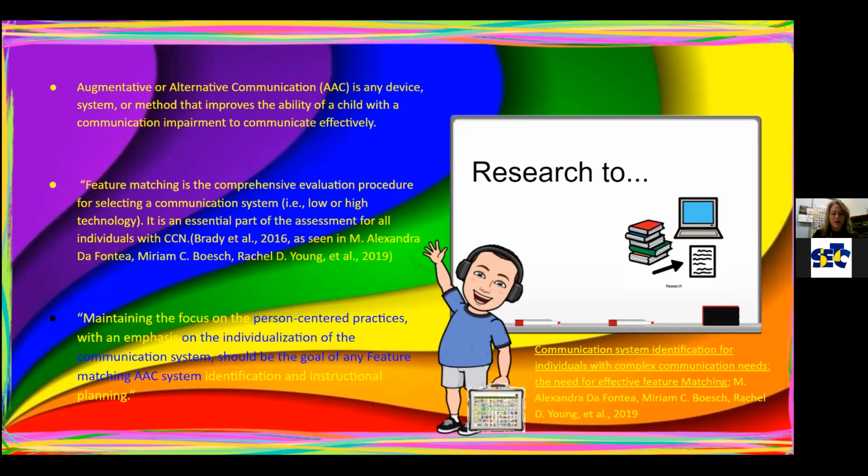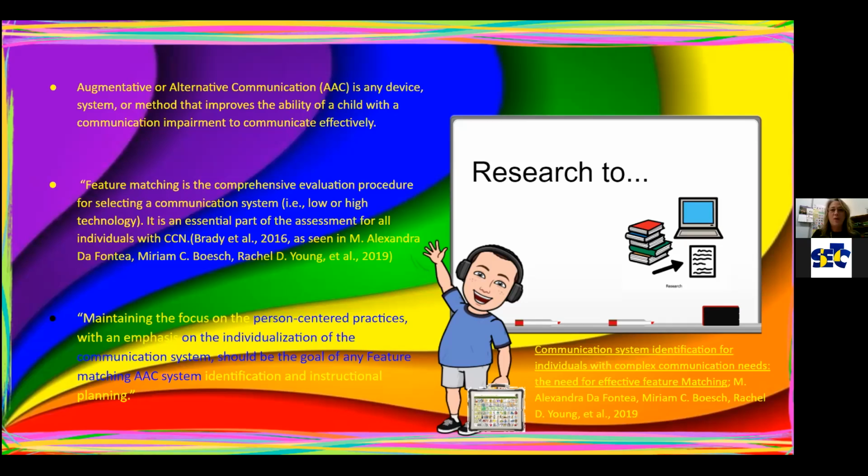One of the parts in here that I also highlighted for myself to really talk about is this goal of this person-centered approach, and then moving that towards the matching of the AAC system, and the identification of that, but then that instructional planning. That piece is super important. So now we've done the feature match.